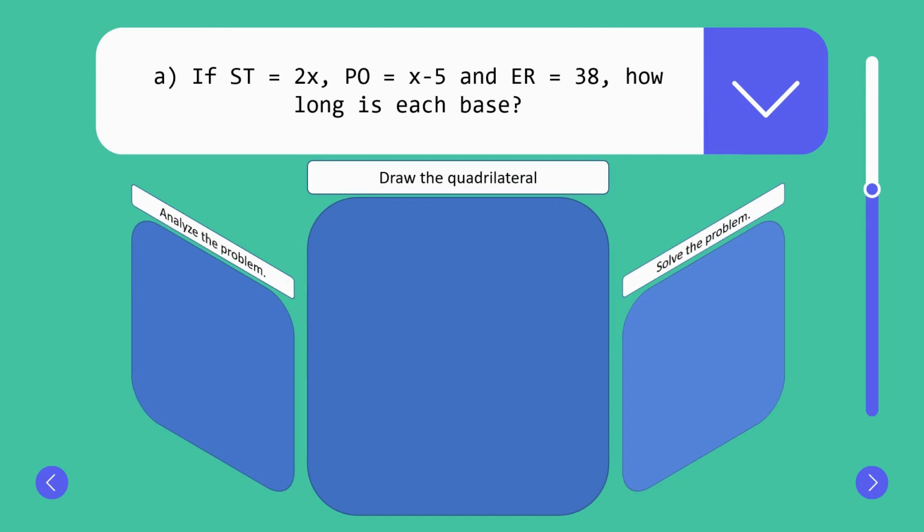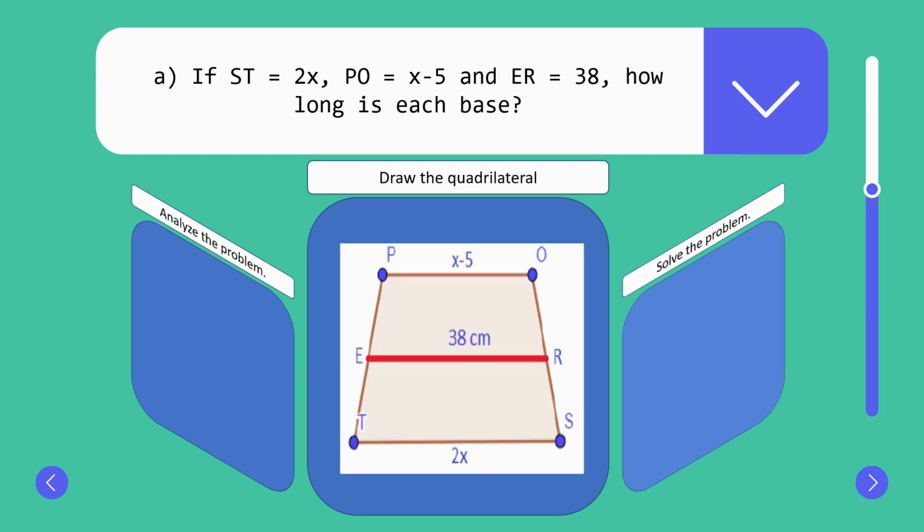Again, the first step that we should do is to draw the quadrilateral. Based on the given, we have to illustrate a quadrilateral POST, which is an isosceles trapezoid, and ER is its midline. And then, we incorporate the values given by problem A, wherein line segment PO is equal to x minus 5. Line segment ER, or our midline, is equal to 38 centimeters, and line segment TS is equal to 2x.